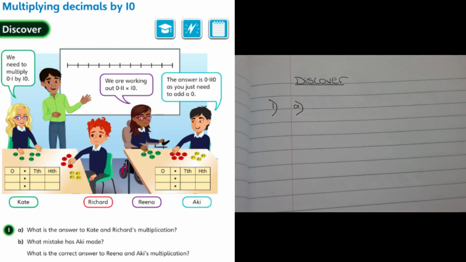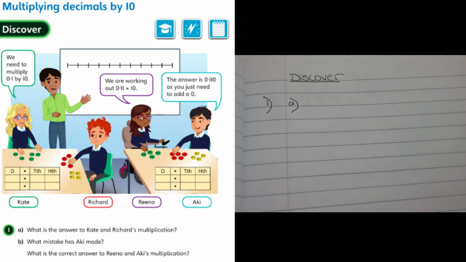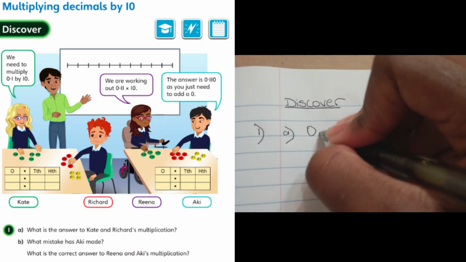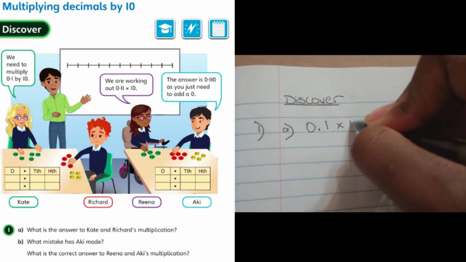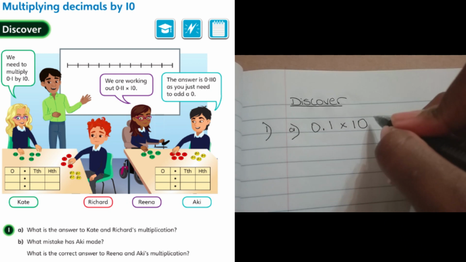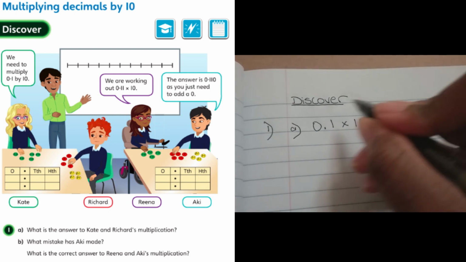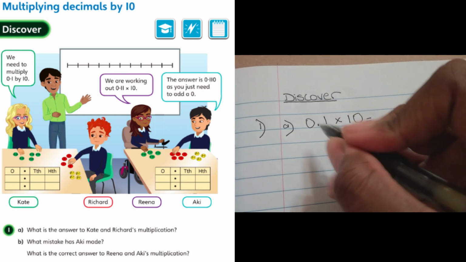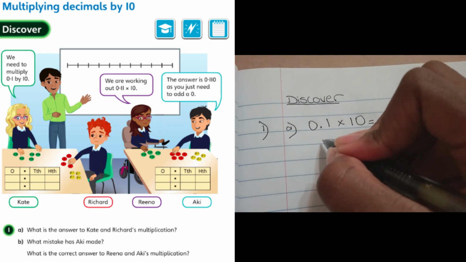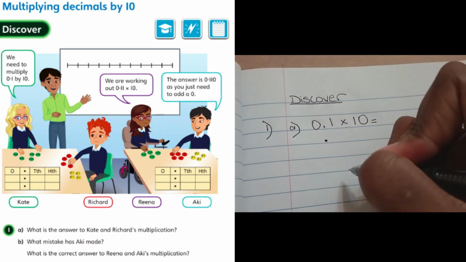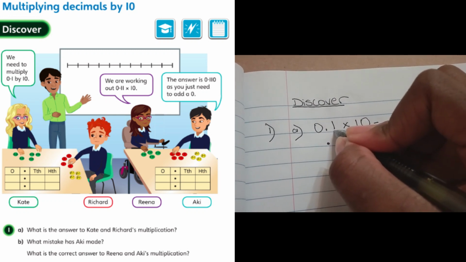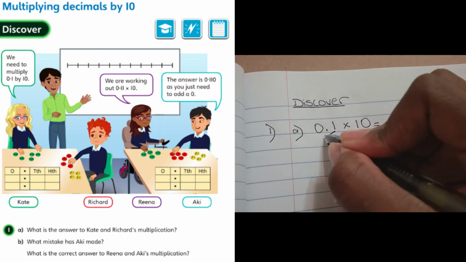The question, A. What is the answer to Kate and Richard's multiplication? Okay, well, Kate and Richard said that they're doing 0.1 times 10. Remember what we said before, all the numbers just shift one place to the left because as you move to the left, every place gets 10 times greater. So I'm going to keep my decimal point in the same spot and just shift the digits over. So my 1 goes from being behind the decimal point to being just in front of it.